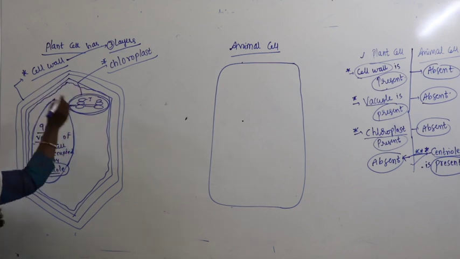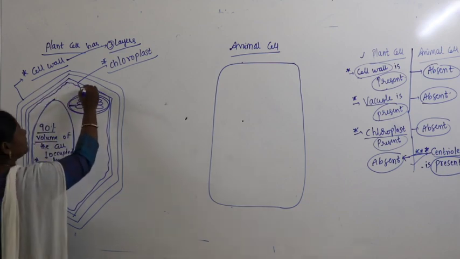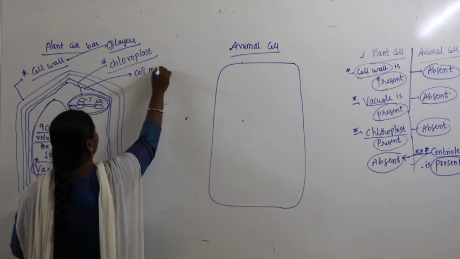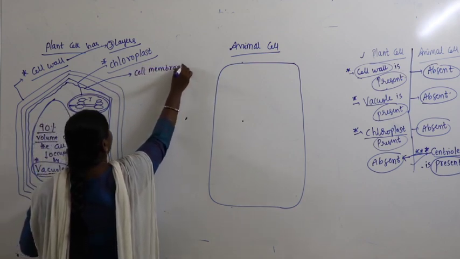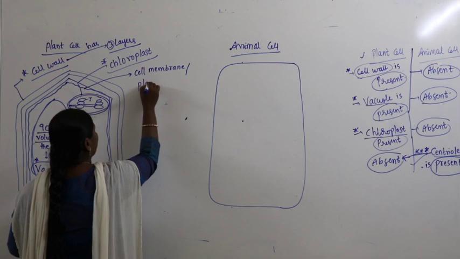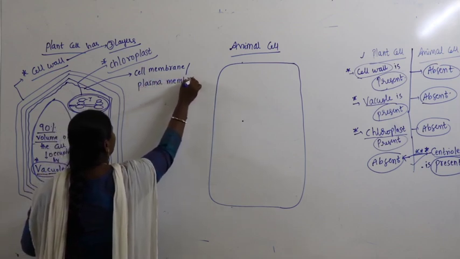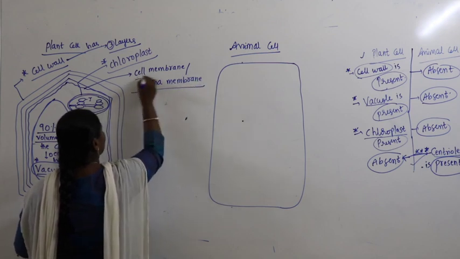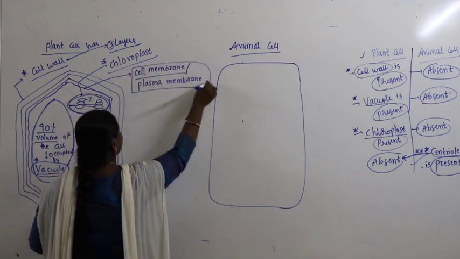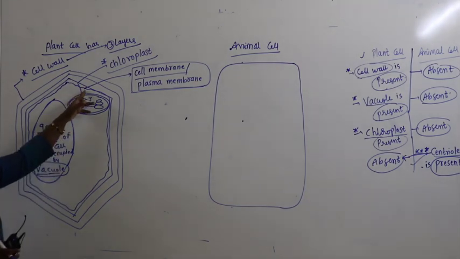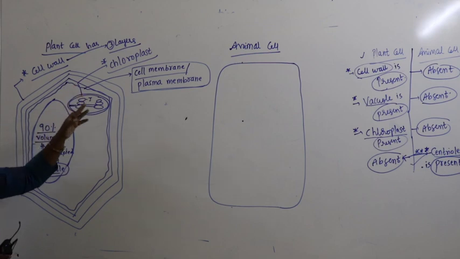I am drawing the innermost layer, that is nothing but the cell membrane, or itself is called the plasma membrane. So inside what we find is called the cell membrane or plasma membrane.